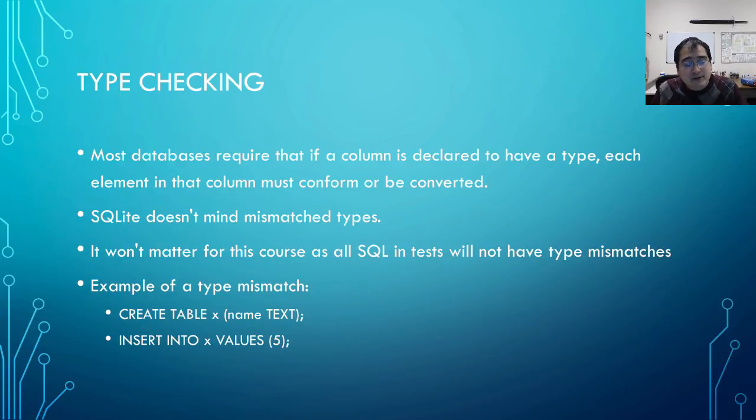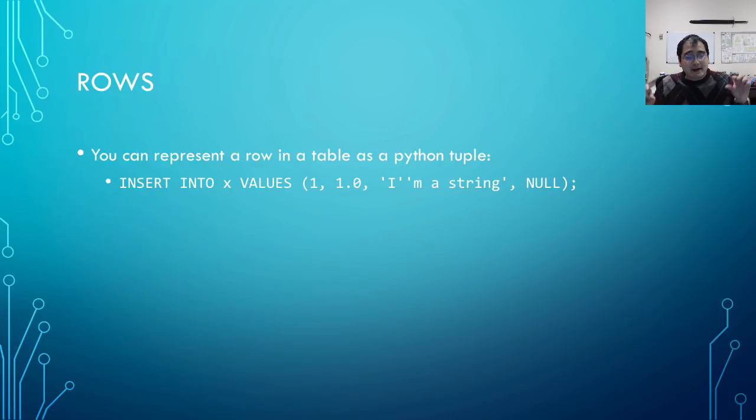All right, the next thing we should talk about is how do you represent the different parts of your database? Well, the most atomic part of the database is that of a row. So let's say we have this insert into the table named X values, and we have a 1 and a 1.0, and then a string, and then a null. How would we store this information? How do we store this row in Python?